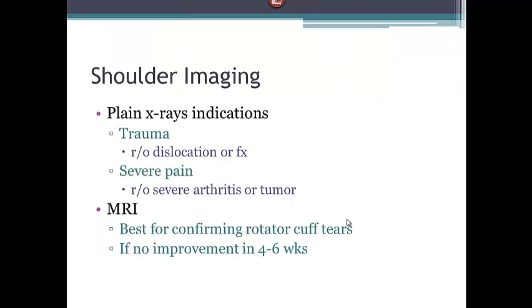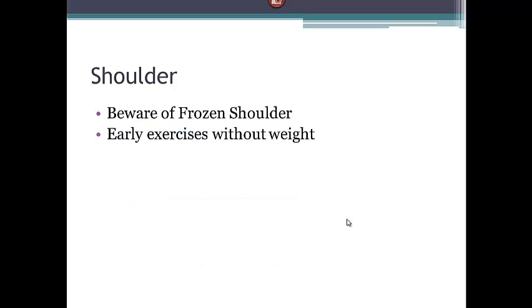How do you diagnose this type of disease? Basically, history of trauma, history of being involved in sports. Every time I elevate my arms over the head, it hurts. Every time I try to turn in bed, it hurts. But always rule out any fracture or dislocation with an X-ray. MRI is the best to confirm rotator cuff tear. Now, be aware of possible complications such as frozen shoulder, and so try to do early exercises.